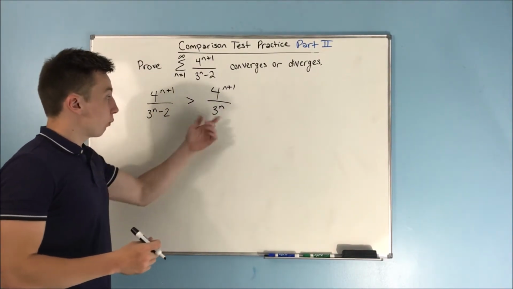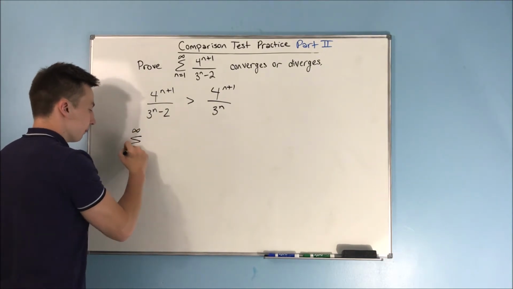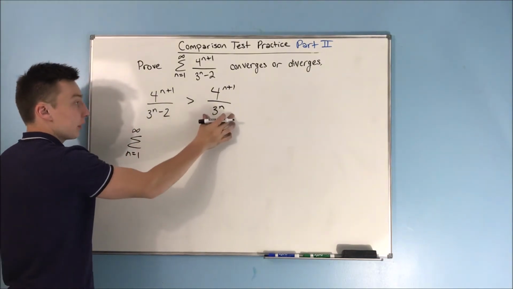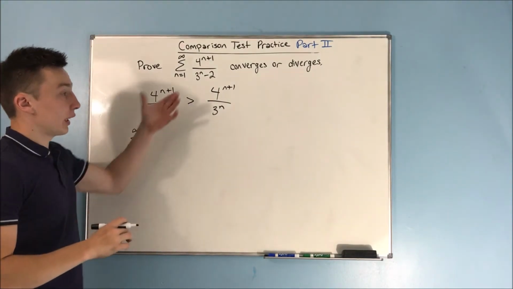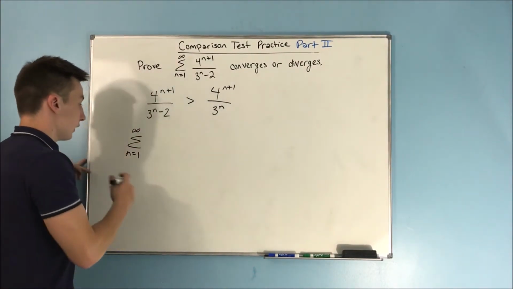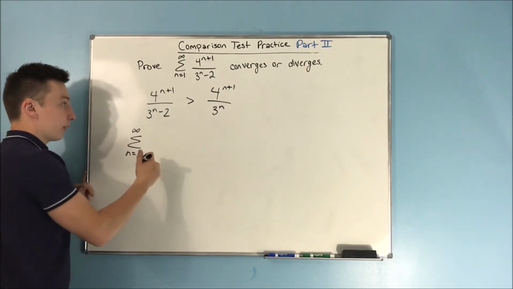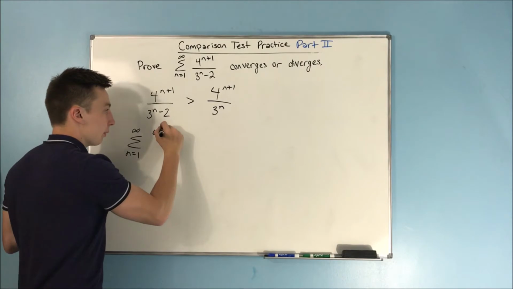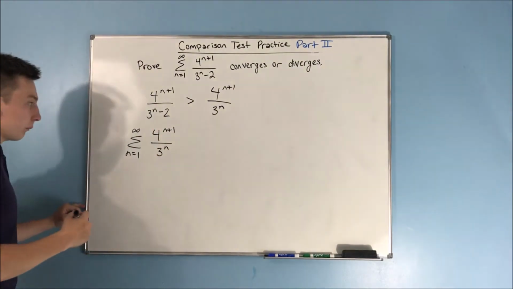Now, all that's left to do is figure out if this sum diverges, because we'd want it to diverge since it's smaller than the series that we are trying to find. Let's see if it does. So we have the sum from n equals 1 to infinity of 4 to the n plus 1 over 3 to the n.